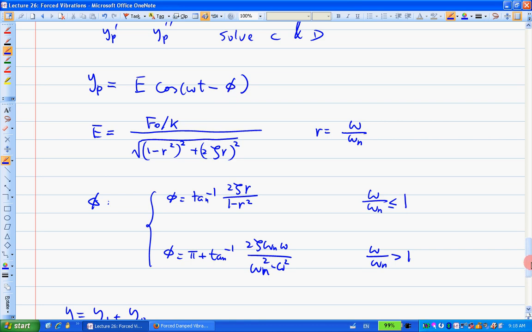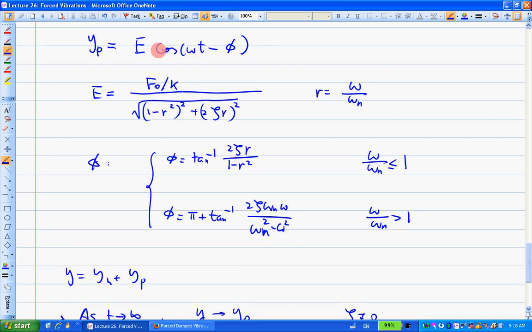However, look at this E and the phi here. There's an expression for E and phi. So this is F0 over K, and R is omega over omega n. The parameter omega here is the input frequency. So E is a function of the input frequency. E is the output magnitude, and the output magnitude is a function of this input frequency. Does that make sense?